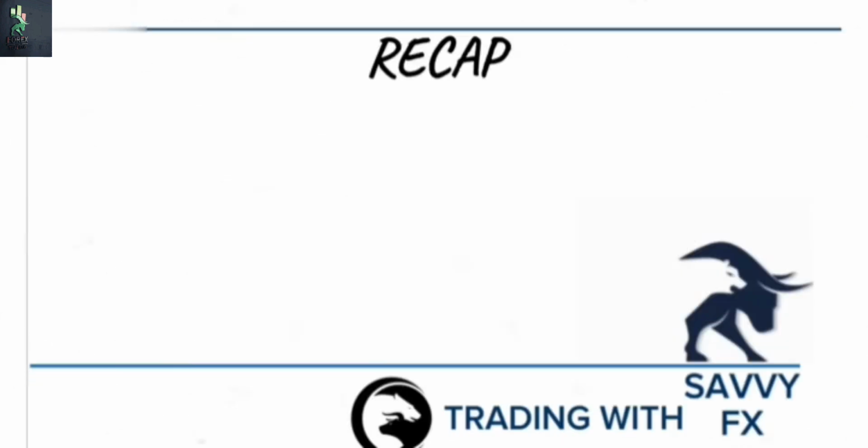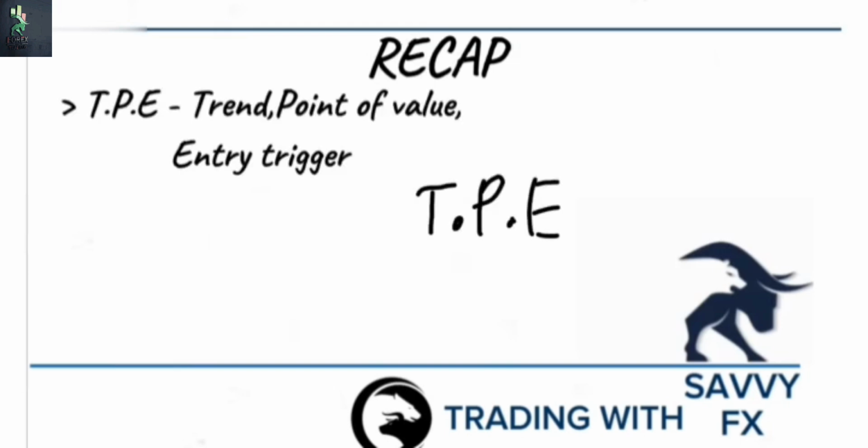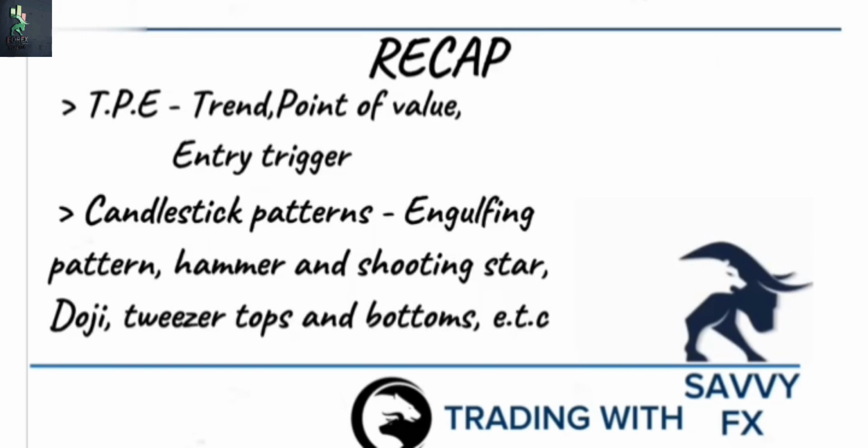Okay, let's do a quick recap of what we've learned. So far, we've learned about the TPE, which is the trend, point of value, or area of value. In the video, I made mention of point of value and sometimes area of value, so both of them are the same, all right? And the entry trigger or entry point, both are still the same thing. You look for these 3 things to find high probability trading setups in both bull markets and bear markets. Number 2, we spoke about the various candlestick patterns that you want to pay attention to. The engulfing pattern, the hammer, shooting star, doji, tweezer tops and bottoms, morning and evening star. So that's our recap for this video.